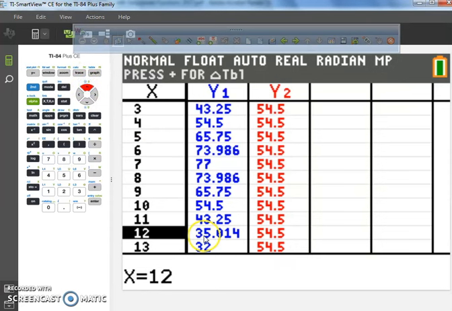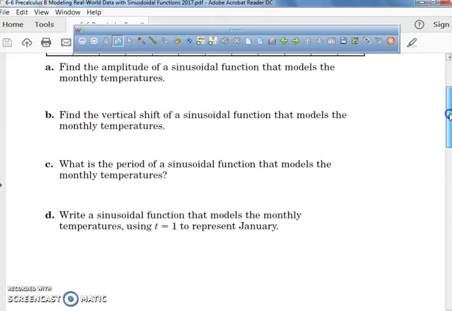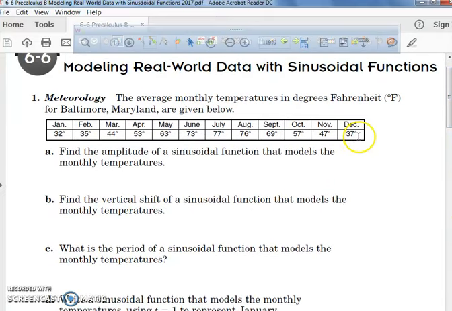So right here, at month 12, we're at what? 35, basically 35 degrees. So you would write down for that answer, according to your model, what's the average temperature? You'd write 35 degrees. How does this compare with the actual average? So you go back up to the actual average and you go, well, the actual average is 37 degrees, so our model was 2 degrees less than the actual average. Can you actually write that answer in complete sentences? It's not difficult. Okay? And that allows you to be able to compare it.